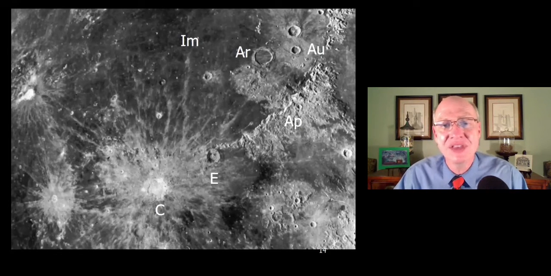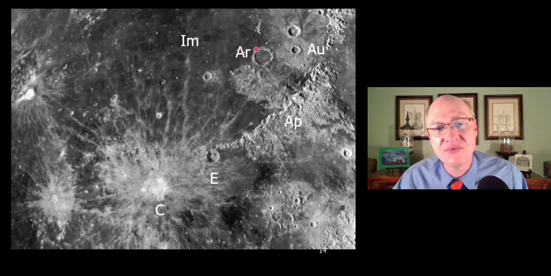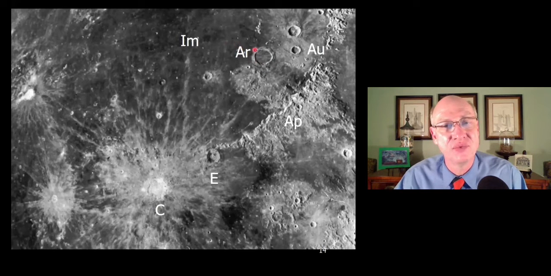A crater the size of Archimedes should have an enormous ejecta blanket around it. Where is that ejecta blanket? The answer is, it's under the lava. Archimedes was created first, and then the lava flowed second. And the lava completely covered the ejecta blanket from Archimedes.